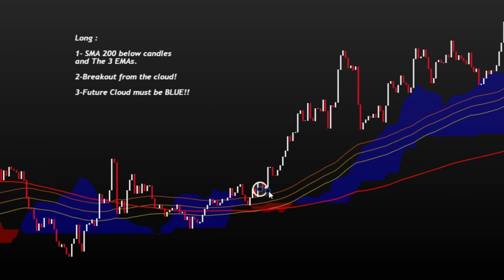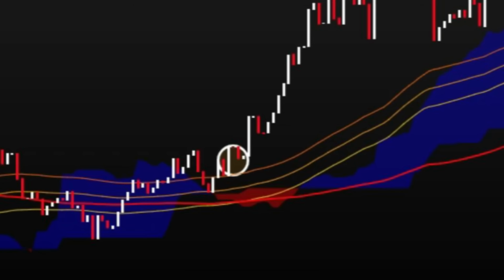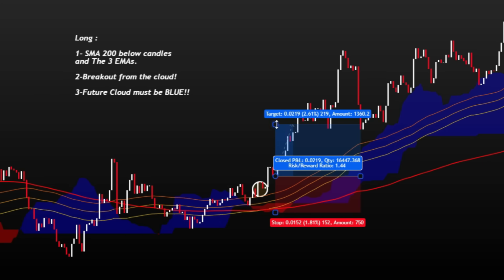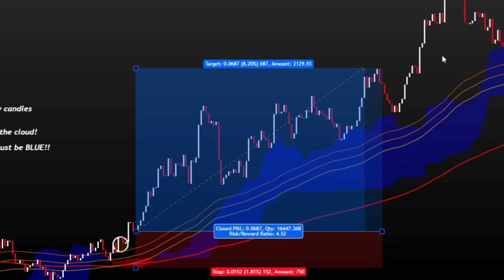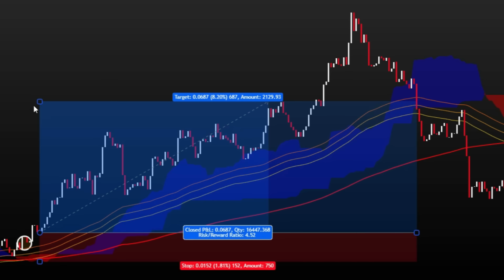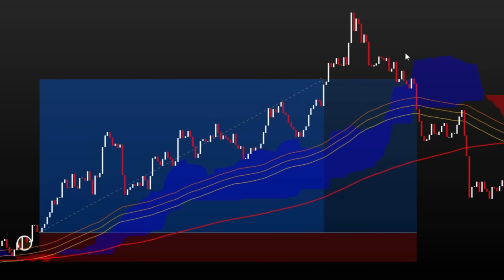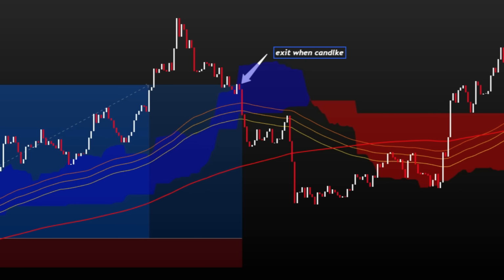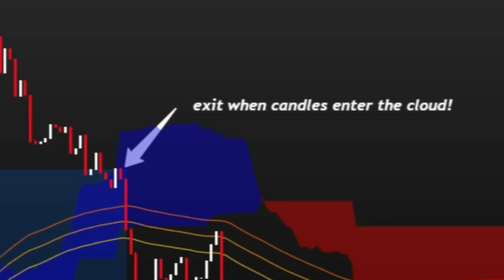Check out this example on the chart. The candles have penetrated both the EMAs and the Cloud, signaling a reversal. The SMA 200 is below the EMAs and the candles, and also the future Cloud is blue. The stop loss just goes below the Cloud, and you can ride this trade as far as it goes. The exit point is when the candles fully enter the Cloud, because that indicates the bullish trend is fading and the market is entering an indecision zone.